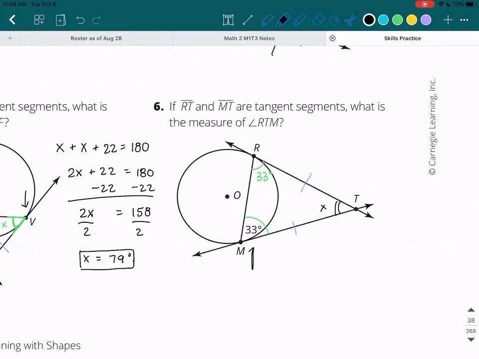So adding all three up, 33 plus 33, plus the last one equals 180. Simplifying it, we get 66 plus X equals 180.